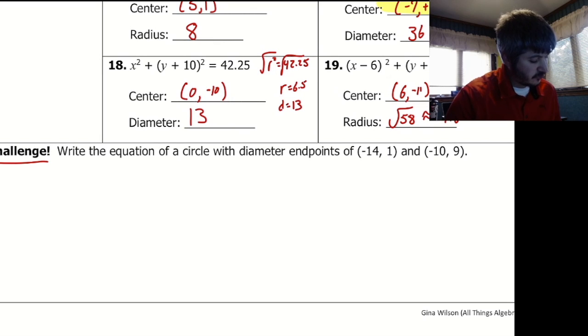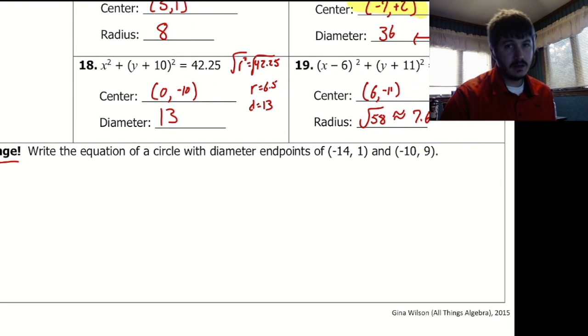All right, we can do this challenge problem now. The challenge problem says, write an equation of a circle with diameter endpoints of negative 14, 1 and negative 10, 9. Now, we don't need to graph this.